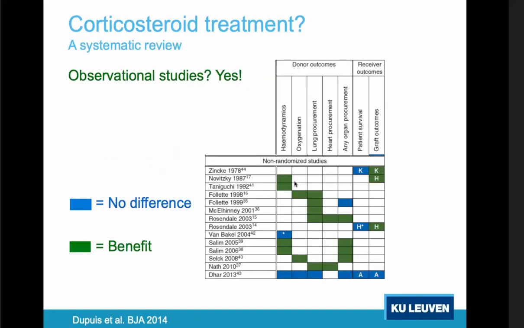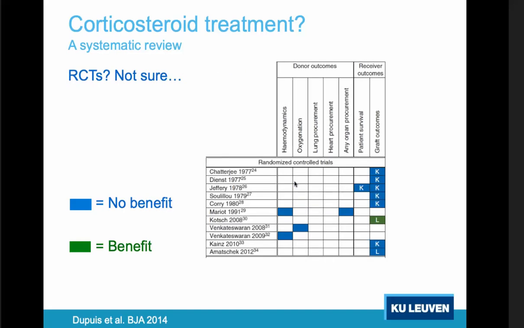Here are the results of a systematic review, and on this slide I show you the results from observational studies. As you can appreciate from the slide, the green boxes indicate the positive findings of the observational studies. The blue boxes indicate the neutral findings. And as you see in these observational studies, there is a lot of green, so it would suggest that high doses of methylprednisolone could be beneficial for donor and recipient. However, the problem is that this has not been confirmed by RCTs.